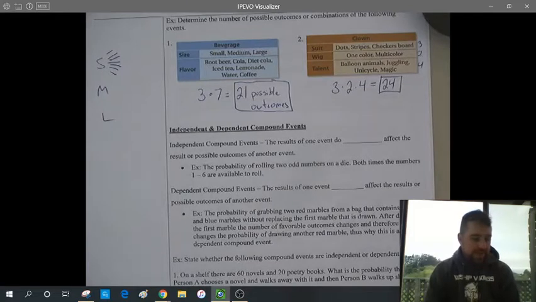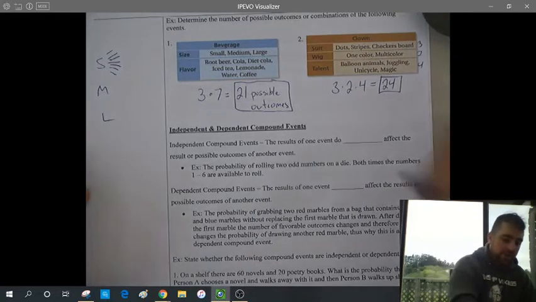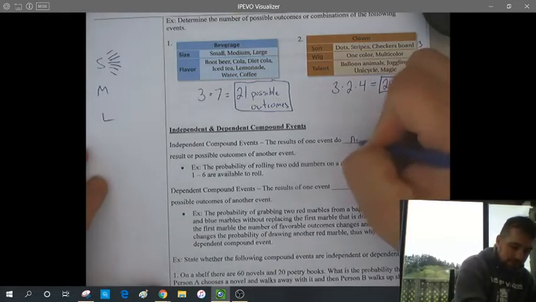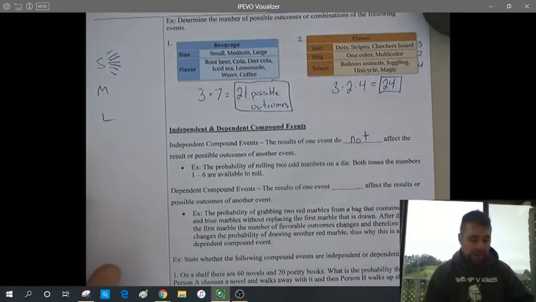Okay, independent and dependent compound events. So an independent compound event, the result of one event does not affect the outcomes of other events. Whatever happens in one of the events does not change the outcomes or the probability in the other events. So going back to our coin flipping idea, that was an example of that. Every time you flip the coin, you had a 50-50 chance of it being heads or tails. So there were 2 outcomes every time.